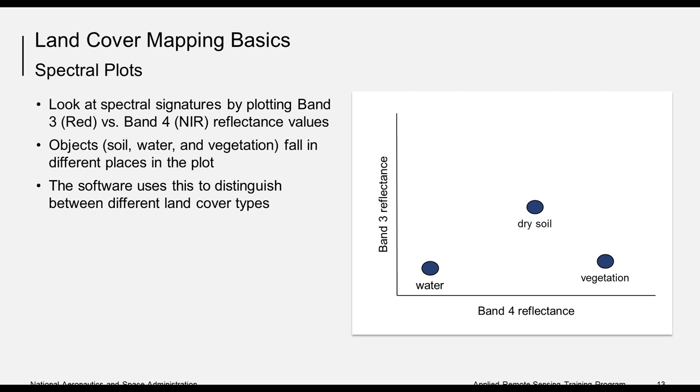That results in water in the lower left because it has low reflectance in both bands. Vegetation is on the lower right because it has low reflectance in the red band but high in the near infrared band, and dry soil has higher reflectance in the red band but somewhere in between water and vegetation for the near infrared band. So the software uses this information to distinguish between different land cover types.